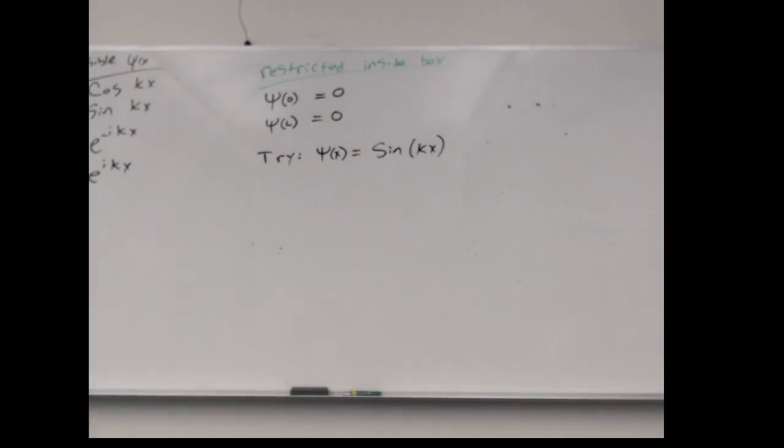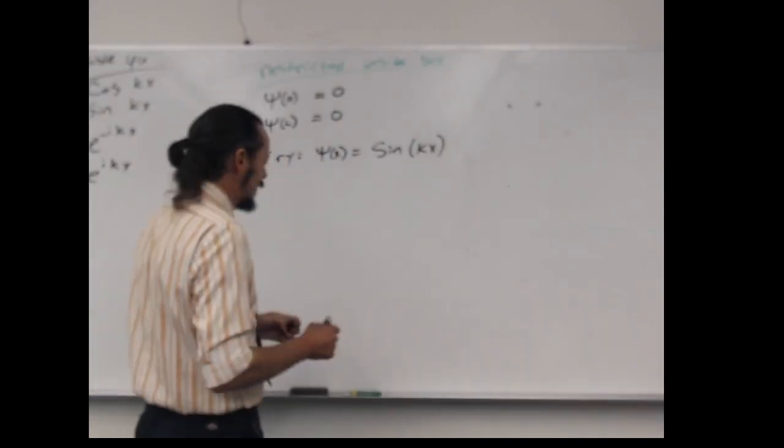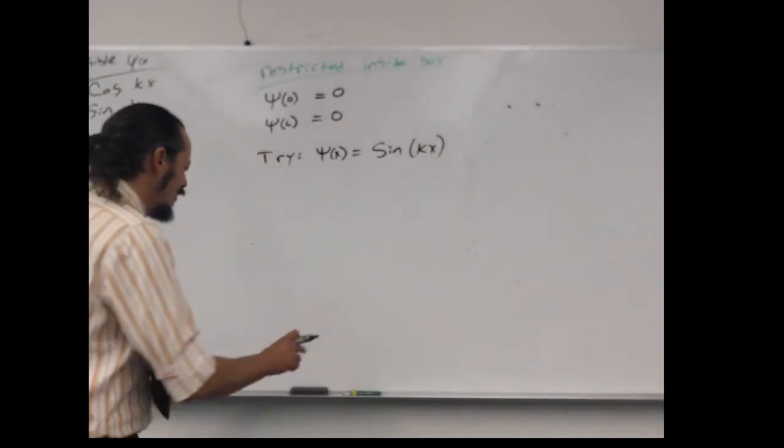I picked this one for some particular reasons. It just comes out easier. If we do cosine, we run into all kinds of issues. If we do e to the ikx, the equations we solve just end up more complicated. We could still do it, it's just more complicated. I know this function works out easier, and then I'll show you the math for how all of these things relate to each other. So I'm going to try sine kx, and I'm going to check the first edge.